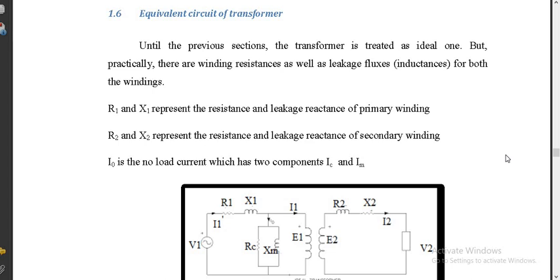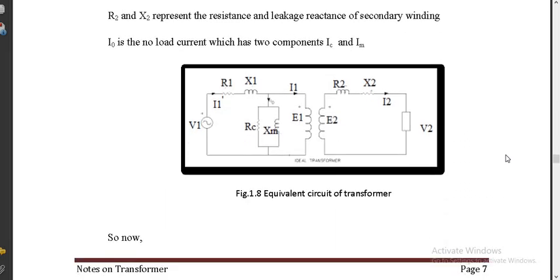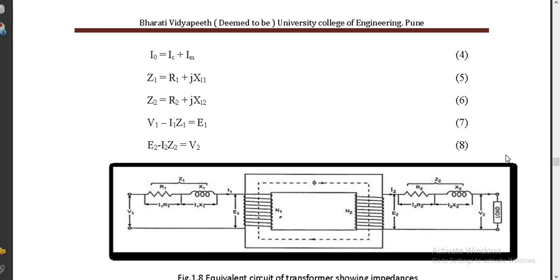So what are the different equations I have satisfied over here? You can just scroll down and you can see that I0 is equal to IC plus IM, that is core loss component plus magnetizing component. Z1 I am defining over here as impedance, which is R1 plus jXL1. You can write it as X1 or you can write it as XL1, that is the same. Just to indicate that it is leakage flux, that L suffix is used. Similarly, Z2 is equal to R2 plus jXL2, primary impedance and secondary impedance.